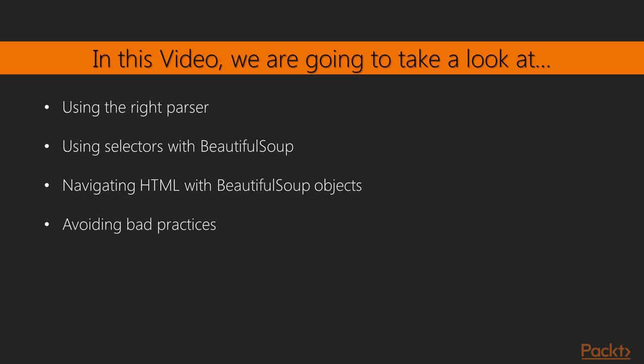Then we're going to look at BeautifulSoup objects and the sort of methods that we can call on them in order to cleanly and efficiently navigate through the HTML. We're also going to look at real examples of code and see how we can avoid bad practices.